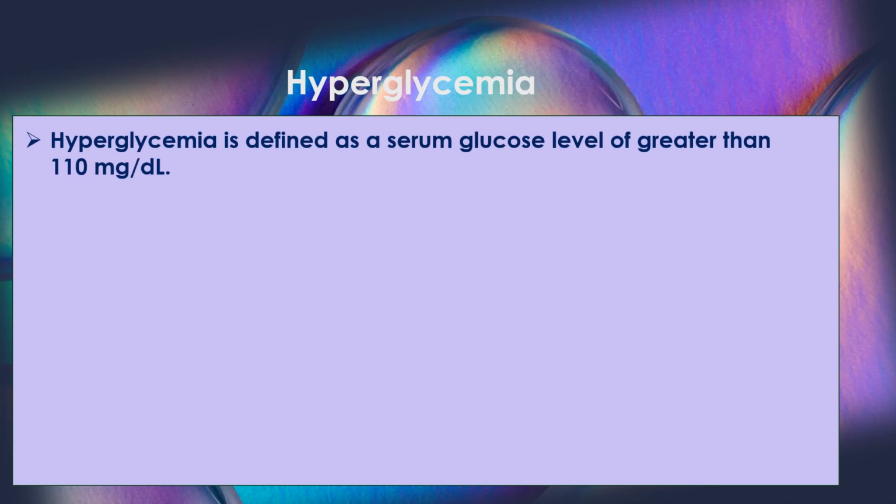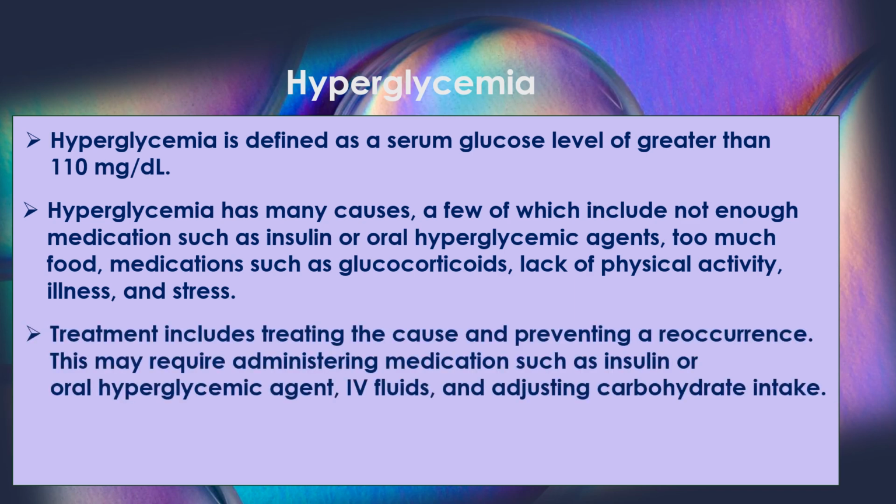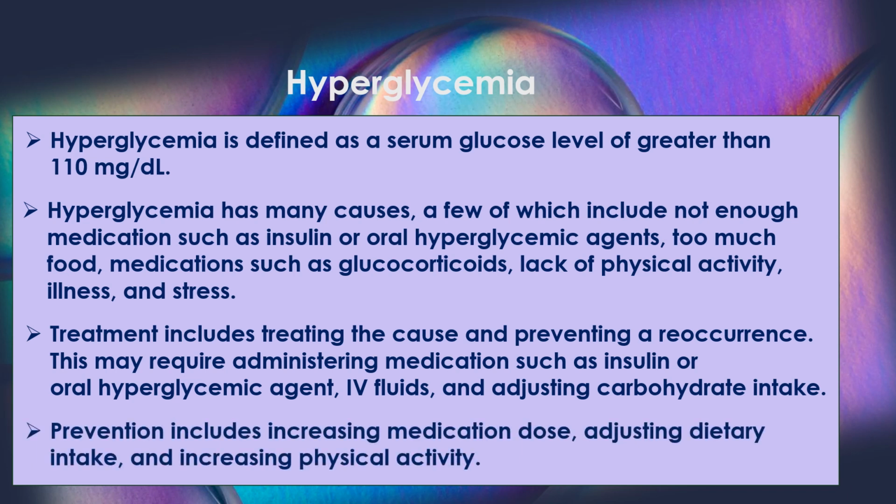Hyperglycemia is defined as a serum glucose level greater than 110. Hyperglycemia has many causes, a few of which include not enough medication such as insulin or oral hyperglycemic agents, too much food, medications such as glucocorticoids, lack of physical activity, illness, and stress. Treatment includes treating the cause and preventing a reoccurrence. This may require administering medications such as insulin or oral hyperglycemic agents, IV fluids, and adjusting carbohydrate intake. Prevention includes increasing medication dose, adjusting dietary intake, and increasing physical activity.